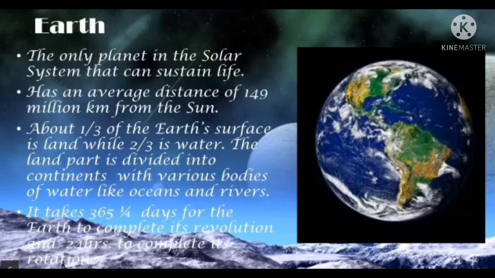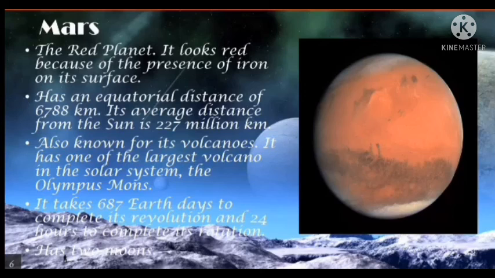About one-third of the Earth's surface is land, while two-thirds is water. The land part is divided into continents with various landforms like mountains and hills. The water part consists of various bodies of water like oceans and rivers. It takes 365 and one-fourth days for the Earth to complete its revolution and 24 hours to complete its rotation. It has only one moon that revolves around it every 27.3 days.